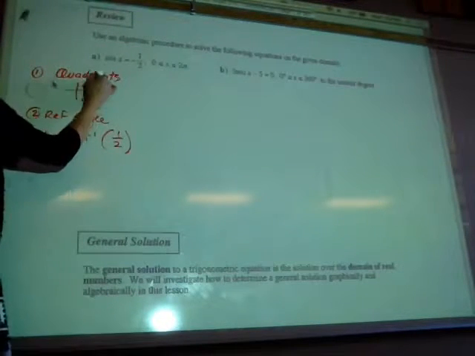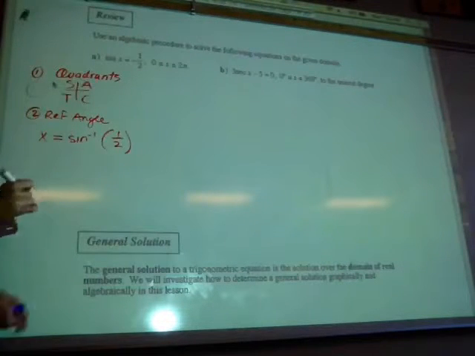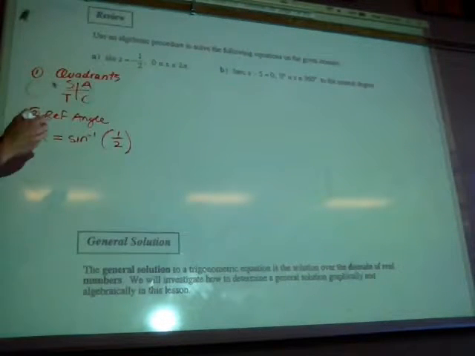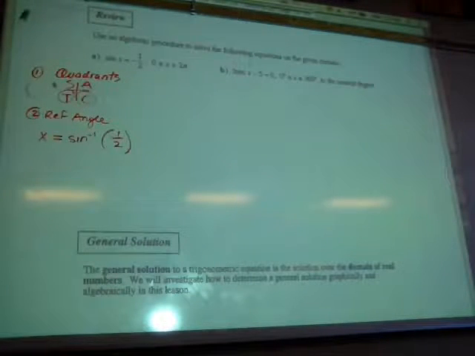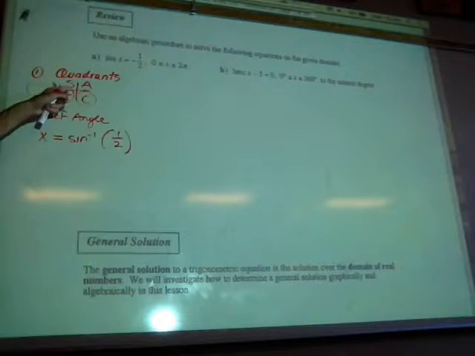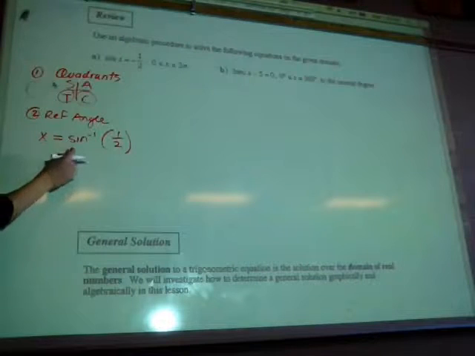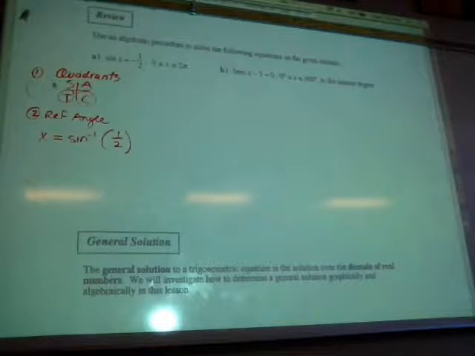Okay, so using our CAST rule, if sine is negative, that means we'll have a solution in quadrant 3 and in quadrant 4. So we're going to have two solutions to this. So now that we know the quadrant and we know the reference angle, we can apply the reference angle in those specific quadrants. Quadrants 3 and 4. Okay, so if you guys solve for the reference angle, what do you get?